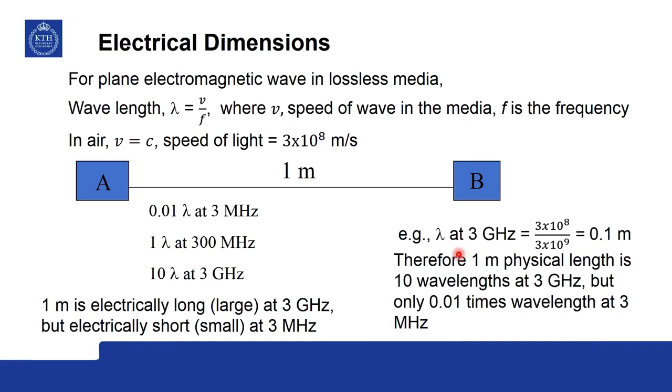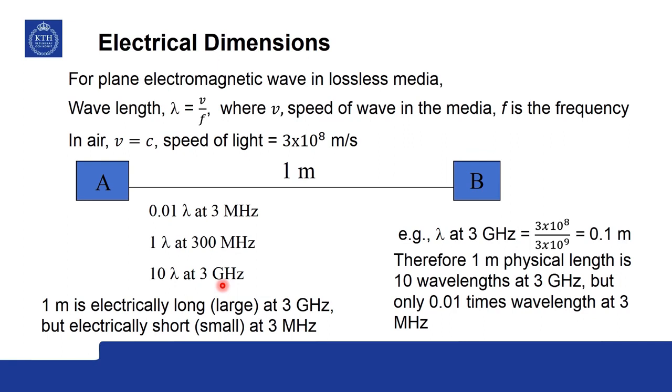And say for example, wavelength at 3 gigahertz, we have 3 into 10 to the power of 8 divided by 3 into 10 raised to 9. So, it is 0.1 meter only. So, 1 meter will become 10 times the wavelength. Therefore, 1 meter of physical length is 10 wavelengths at 3 gigahertz, but only 0.01 times the wavelength at 3 megahertz. So, 1 meter is electrically long at 3 gigahertz.